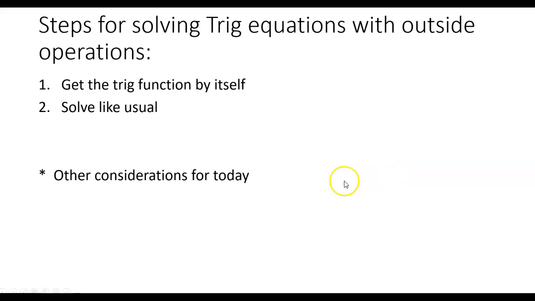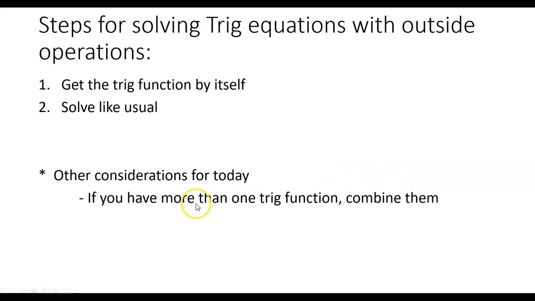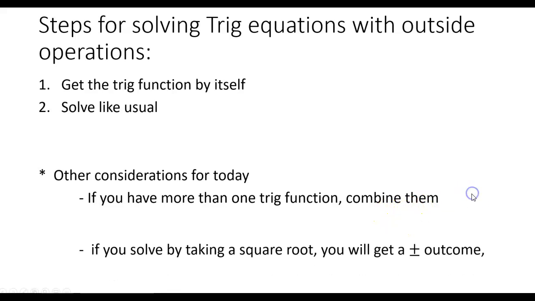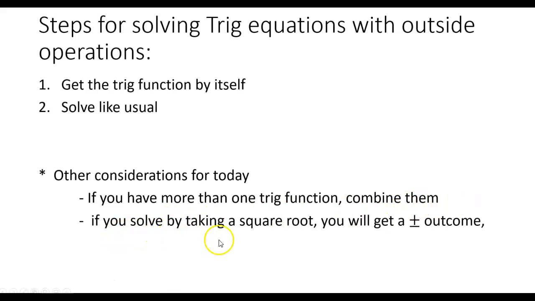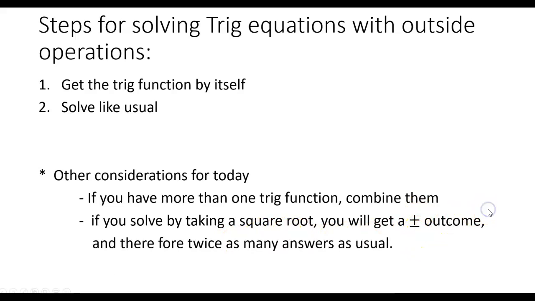A couple of things we want to keep in mind, though, as we do this: sometimes you'll have more than one trig function in there. You might have two sines or two cosines or something like that. When that happens, we're just going to combine them together into one. Another thing to keep in mind is that sometimes we'll be solving by taking square roots, and when you do that, you get a plus and a minus outcome. That means there's actually going to be twice as many answers as usual, because the plus and minus will double the number of answers that we get. So that being said, let's go ahead and jump into the lesson and see what these things look like.